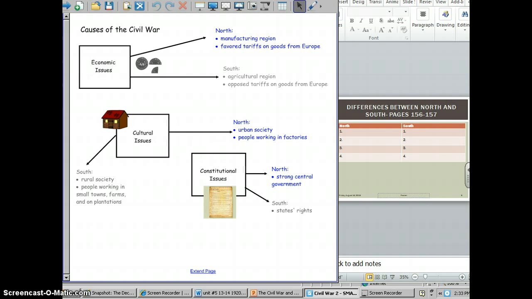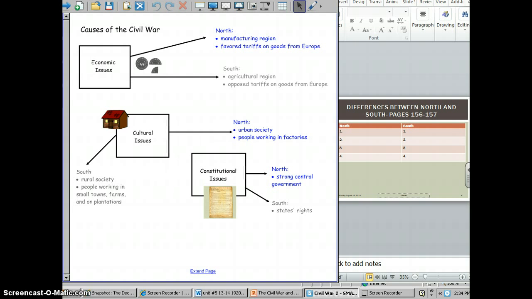Economically, the North was a highly manufacturing region. It was developing in its industry, and many factories were being built. Because of the businesses that were beginning in the northern states, northern leaders wanted the U.S. government to put tariffs on goods from Europe. A tariff is a tax on an import. This would help American businesses because it would make the prices of foreign products more expensive, so people would be more likely to buy products made by American businesses.